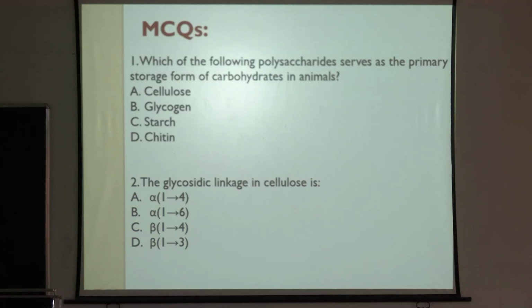Now answer the questions. Which of the following polysaccharides serves as the primary storage form of carbohydrates in animals? Glycogen, right? Next, the glycosidic linkage in cellulose is beta 1,4.